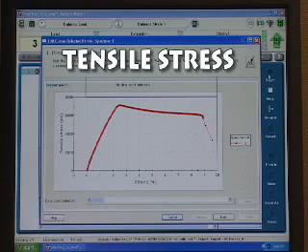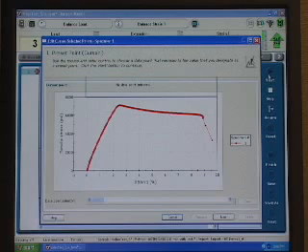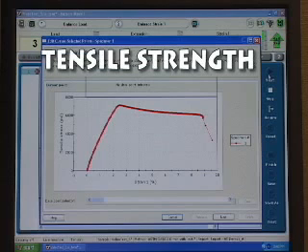Tensile stress. Tensile stress is the tensile load per unit area of minimal original cross-section within the gauge boundaries, carried by the test specimen at any given moment. Tensile strength is the maximum tensile stress sustained by the specimen during a tensile test.